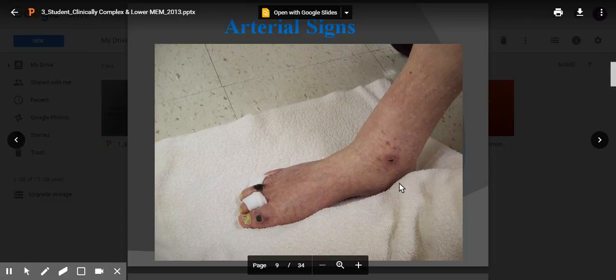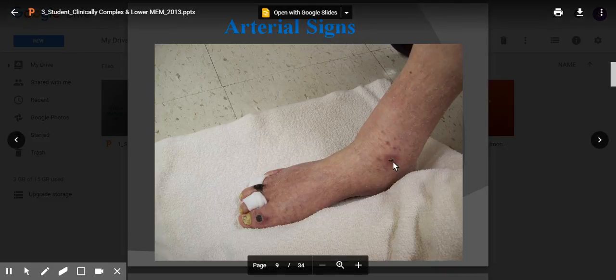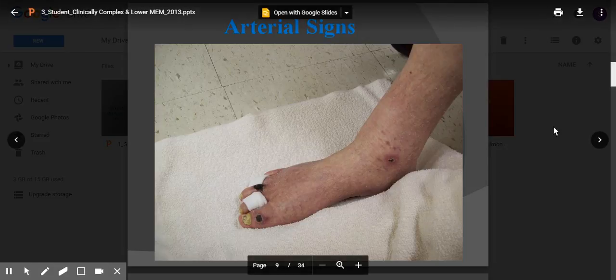Another classic example of arterial insufficiency: round, deep wounds. Oftentimes these are black and covered with eschar, and they are located over bony prominences. And again, you don't see them between the ankles and the knee. You see them in areas of bony prominence, and you end up with significant eschar.